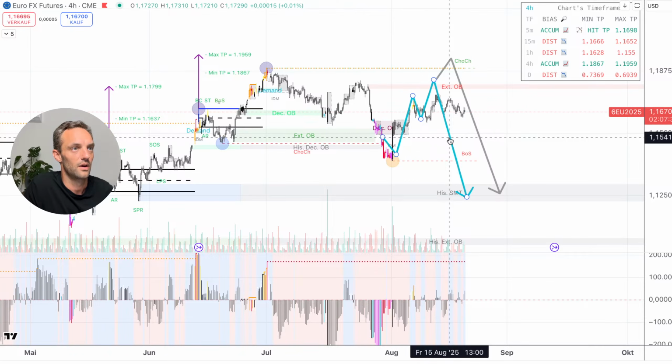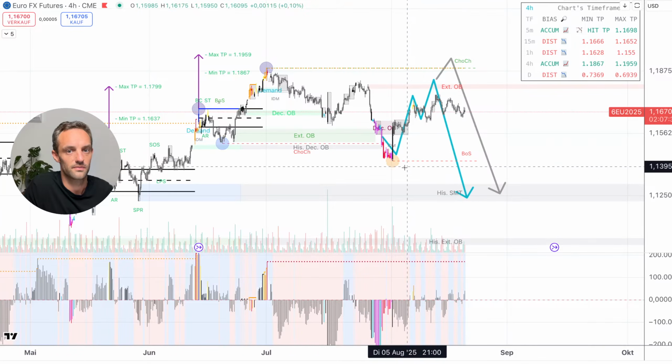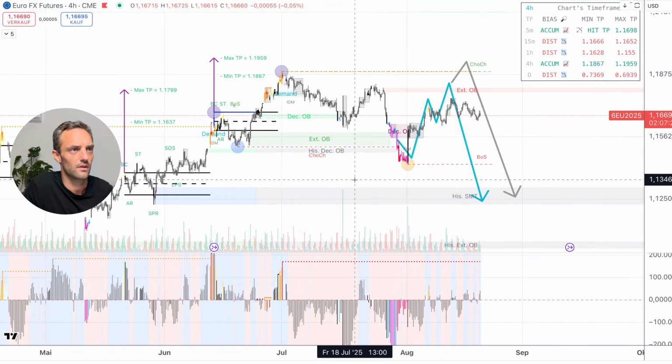Do you want those decision order blocks and extreme order blocks extending far out across the page? Is there any way you can reduce how far out the order blocks extend to?